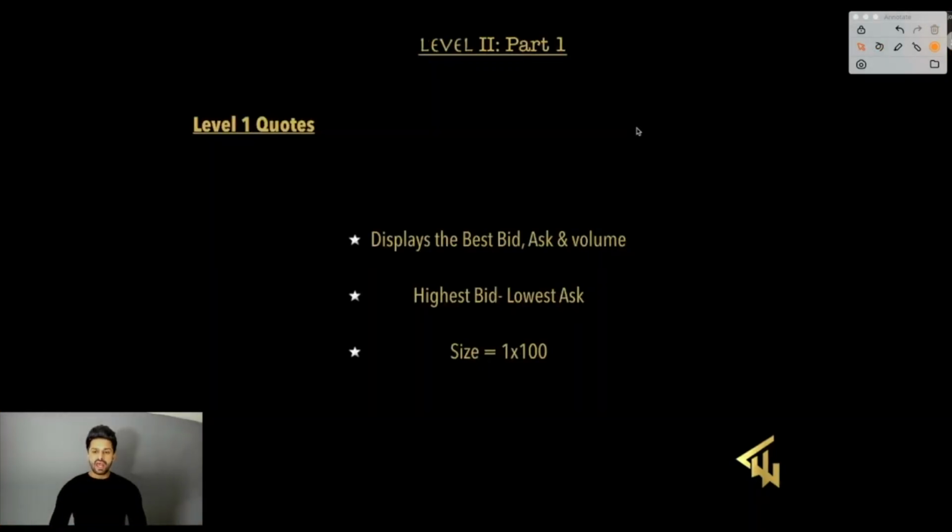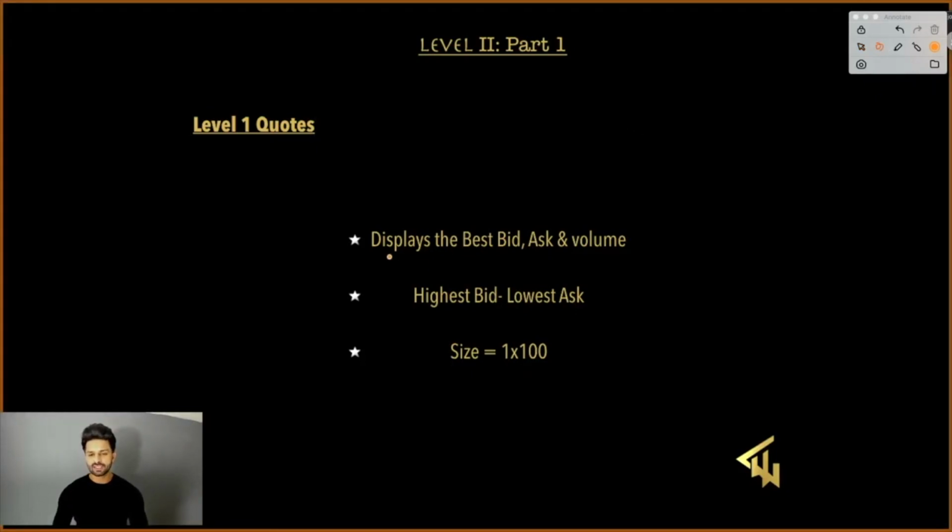All right, now there are two types of quotes. There are level 1 quotes and level 2 quotes. Level 1 quotes display the best bid, ask, and volume, which is the highest bid and the lowest ask available, right? So this is very typical information. When you open up a stock chart, it's the information displayed right on the top. I'm going to break that down for you guys next. Now the size that we see next to that bid and ask is always times 100.